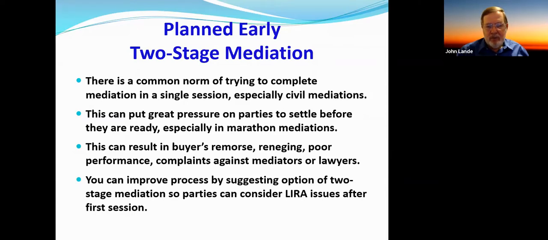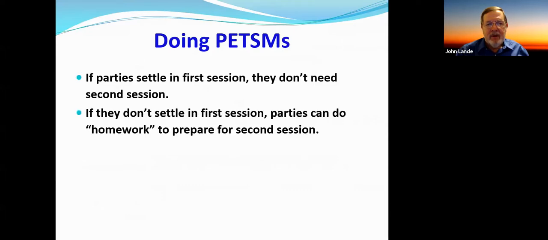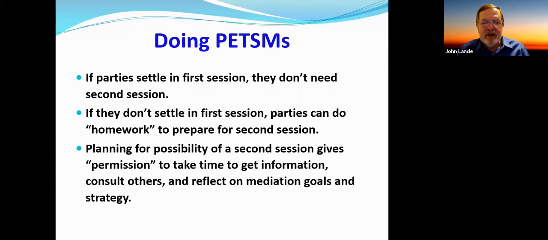And so my co-authors and I suggest this process of a two-stage mediation so parties can consider these LIRA issues after the first session. So what you would do is have a first session, talk about the issues, identify any information or consultations or whatever parties need before they can reach an agreement. They can settle in one session if they can, but if they do settle in one session, they don't need a second session. But if they don't settle in the first session, they can do their homework to prepare for the second session, which gives them time to get more information, to consult others, and to reflect on their mediation goals and strategy.